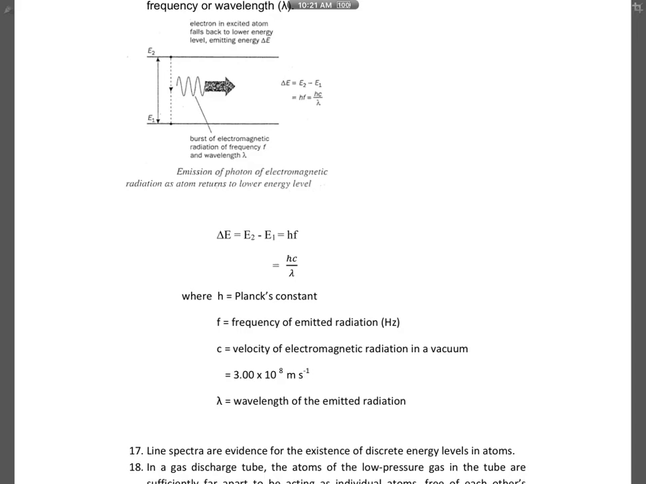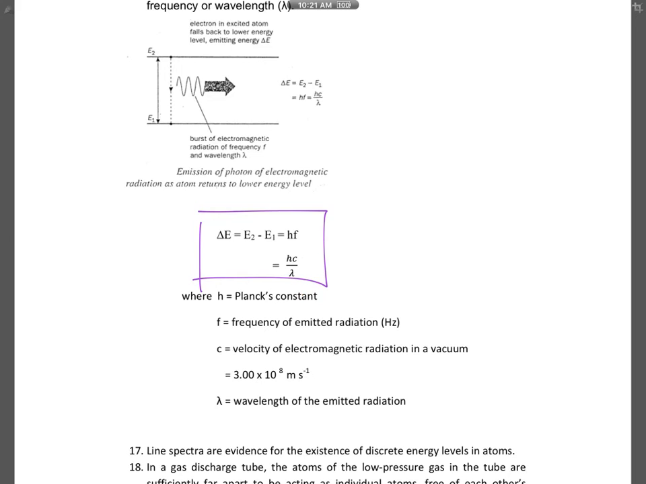So therefore, the formula that you will use in line spectra will only be this. Delta E equals to, now what is delta E? The difference in energy level, which is, let's say, E2 minus E1 here, will give you the energy of the photon that is released, which is hf or hc over lambda. Understand? Does this formula look familiar?